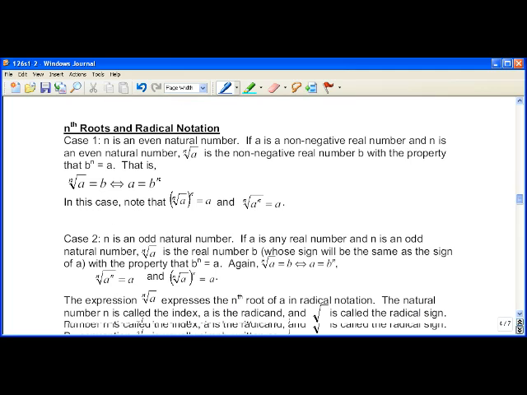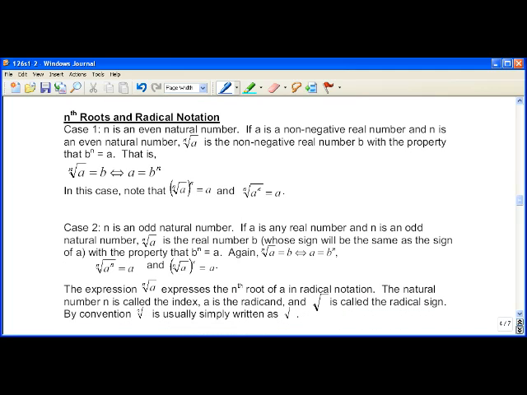Okay, nth roots and radical notation. And in this one section, I feel like we're covering the majority of 096, but I think we'll still go through 1.8. It's just a lot in this one section. It's what, 7 pages. Okay.